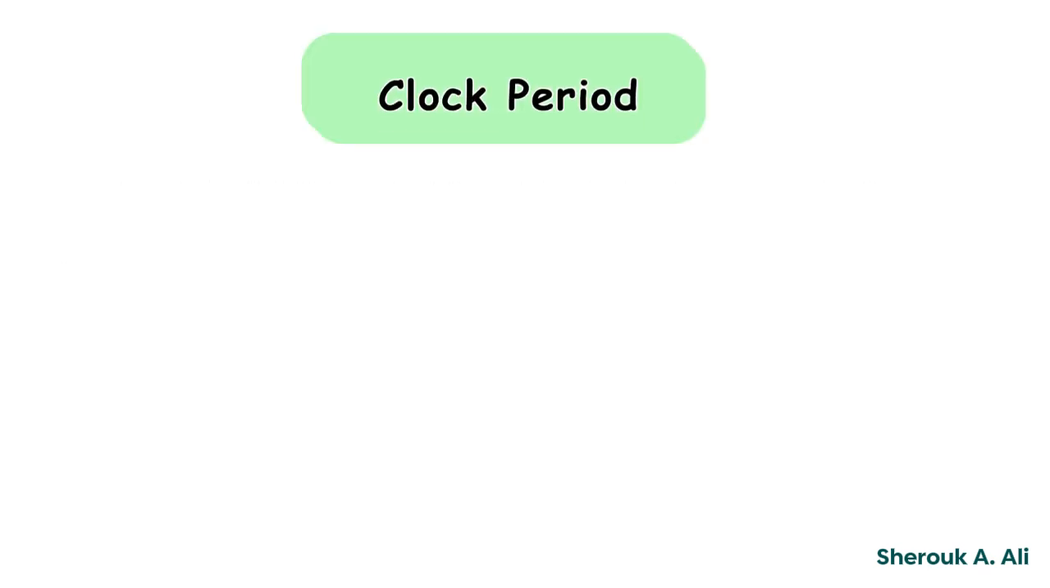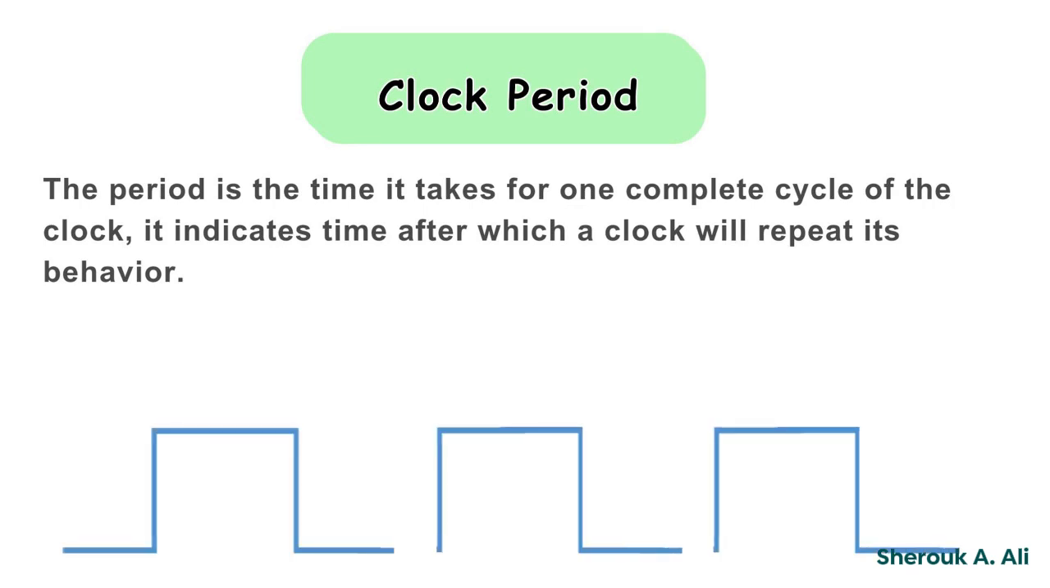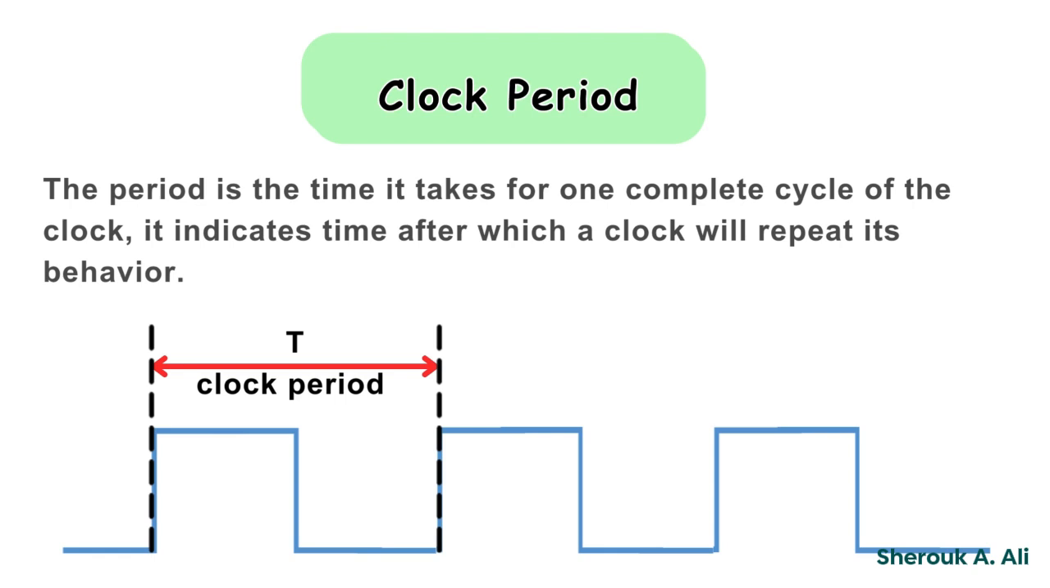Second, the clock period. The period is the time it takes for one complete cycle of the clock. It indicates the time after which a clock will repeat its behavior. As shown in the figure, the clock period is the time T for a complete cycle.